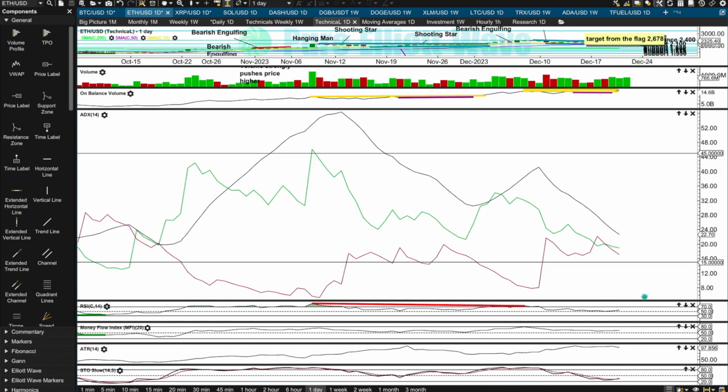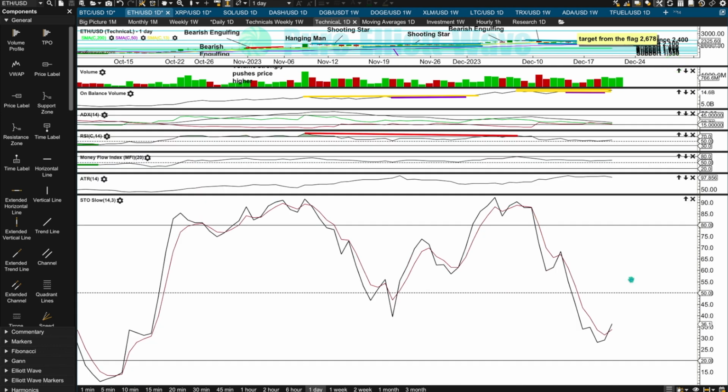ADX tells us there's no clear trend for Ethereum. And so the model of stochastics plus support and resistance would say stochastics may continue lower to oversold while price continues lower to support. But stochastics is now having a positive slope and the short term has crossed above the longer term. So this is looking bullish for the short term, in conjunction with a bullish signal from on-balance volume and an upward breakout from the flag pattern.